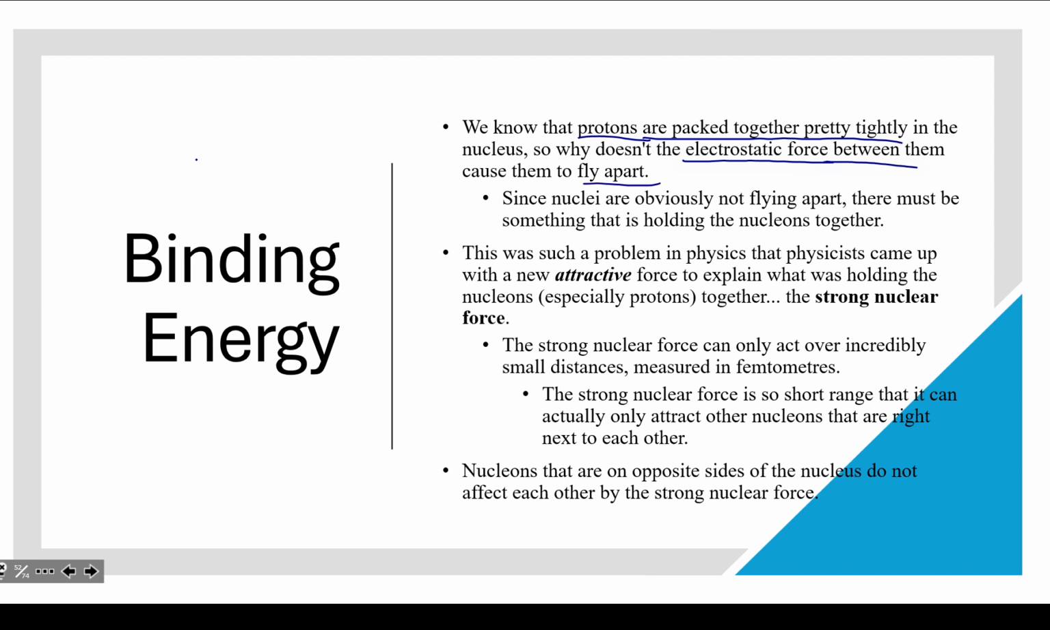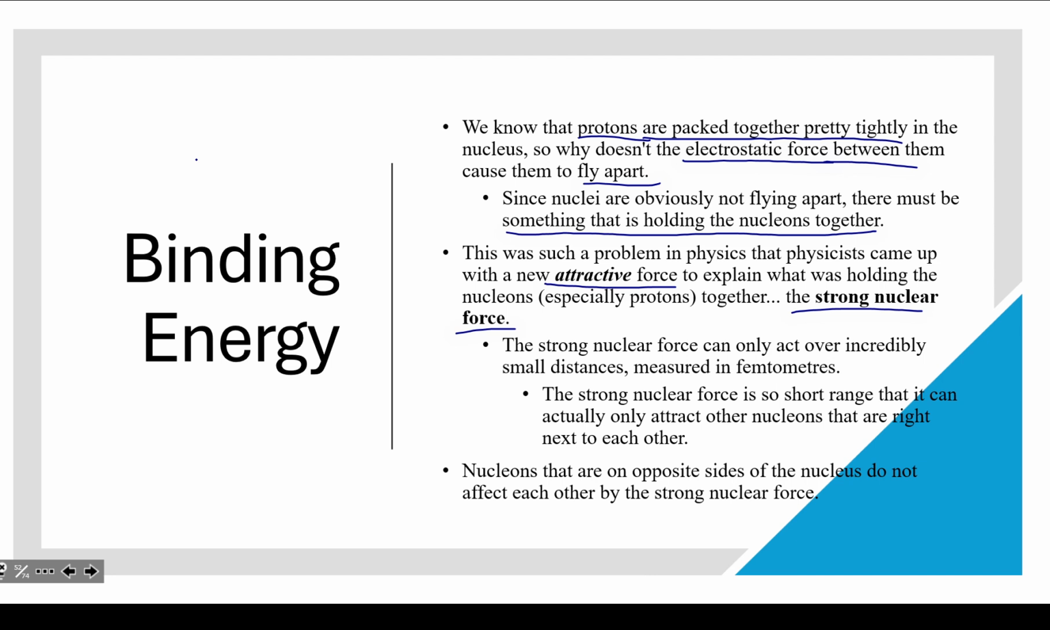Now, why don't the nuclei fly apart? Well, there's got to be something holding them together. And physicists said it was an attractive force, and they called it the strong nuclear force. And again, if you heard that announcement, I apologize. I'm filming this at school.